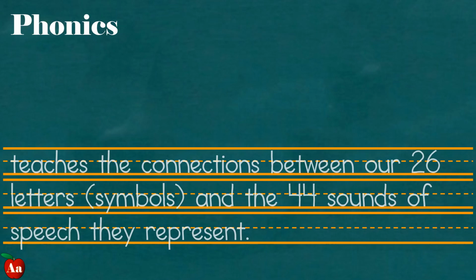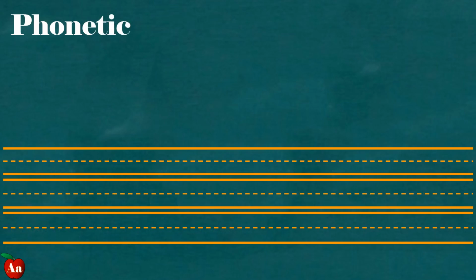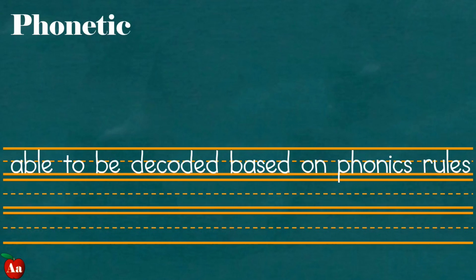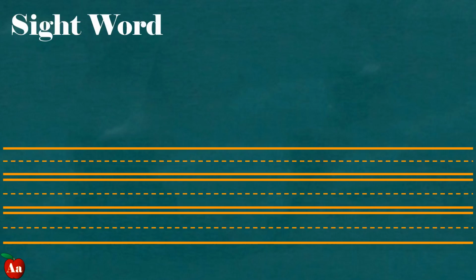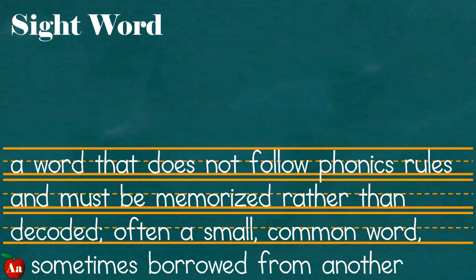Phonics teaches the connections between our 26 letters, also called symbols, and the 44 sounds of speech they represent. Phonetic: able to be decoded based on phonics rules. Sight word: a word that does not follow phonics rules and must be memorized rather than decoded. Often a small, common word. It is also sometimes borrowed from another language.